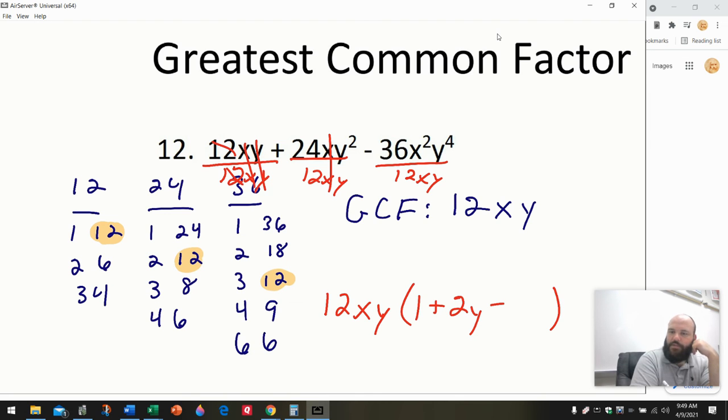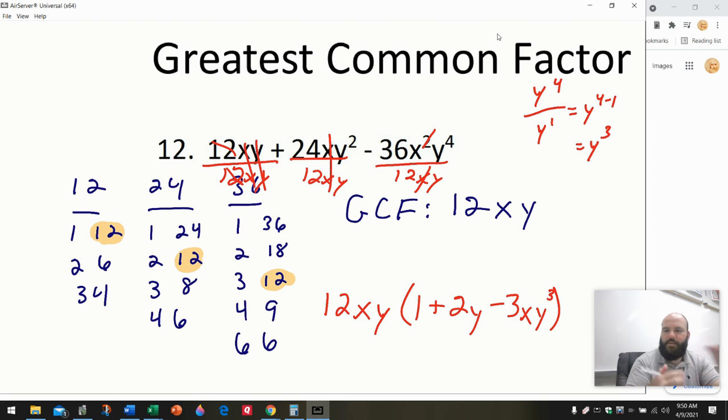And lastly, we're going to divide the last term. 36 divided by 12 is 3. X squared divided by x is x to the first, right? This one cancels and one of those cancels. And then we have y to the fourth divided by y to the first. Again, as a reminder, y to the fourth divided by y to the first, you would subtract 4 minus 1, which is y to the third, like that. Okay, so we have 3xy to the third. There is our final answer.